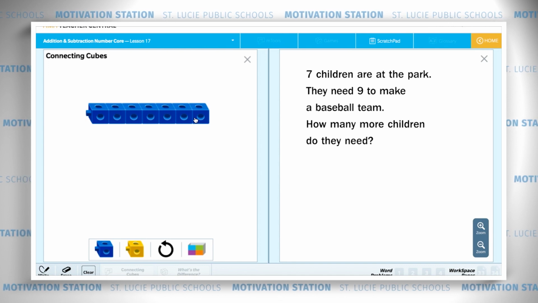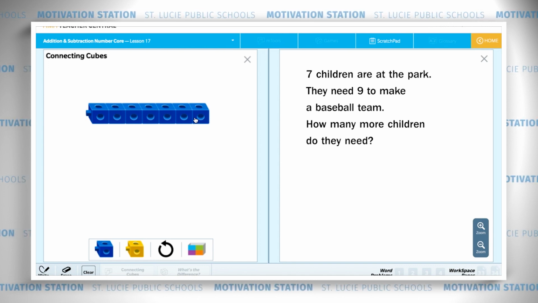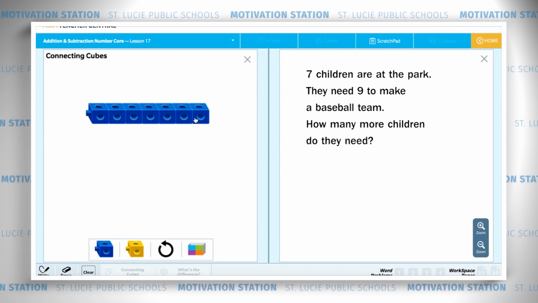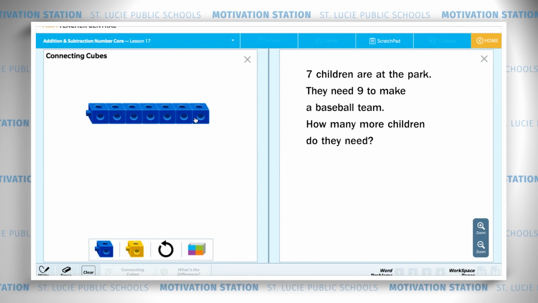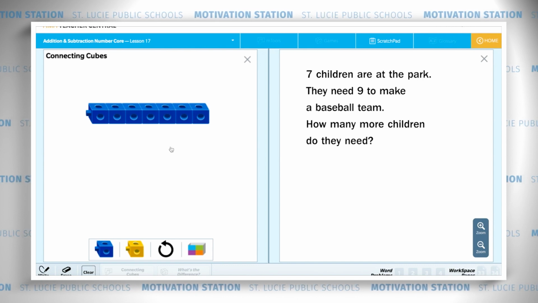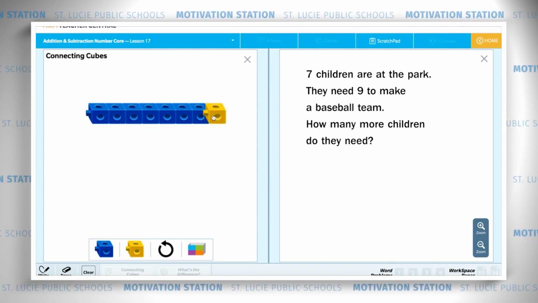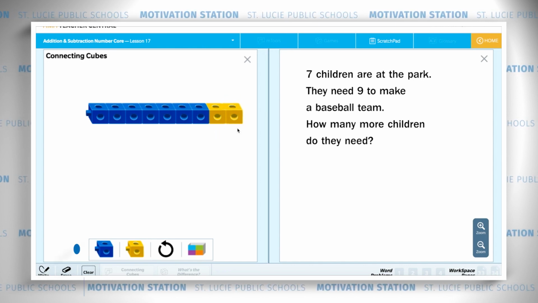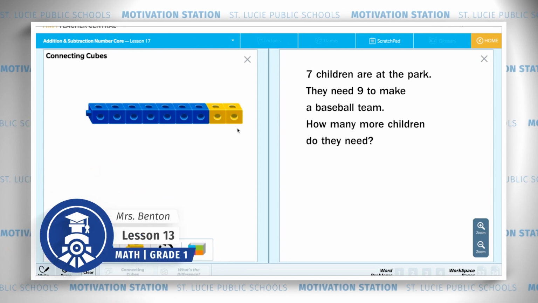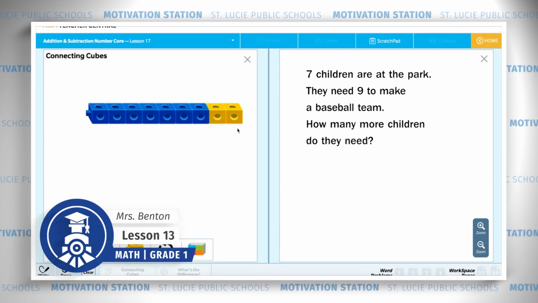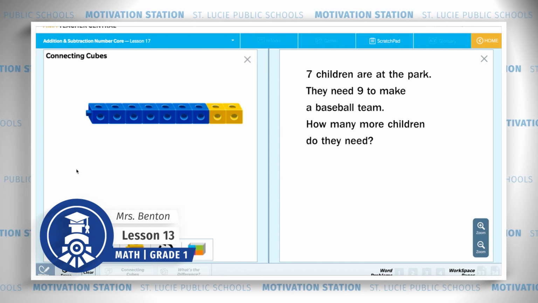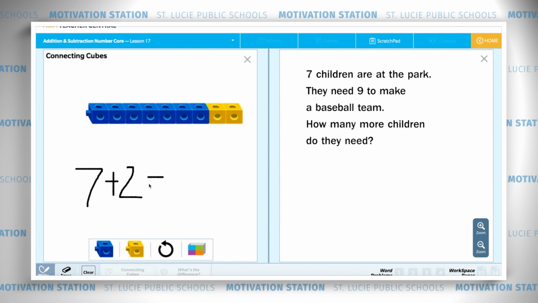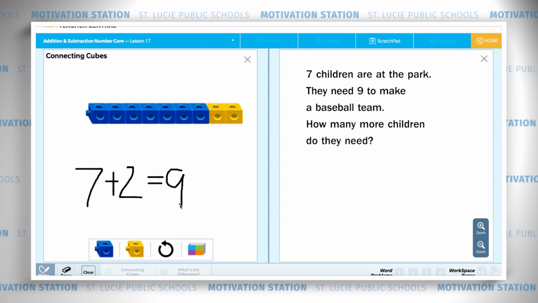How many children were at the park to start? Yes, 7. How many more do we need to add to have 9 for a baseball team? Well, let's add cubes to see. So we had 7, 8, 9. We needed 2 more cubes to make that baseball team of 9. So let's write this equation. 7 plus 2 equals 9. Great job.